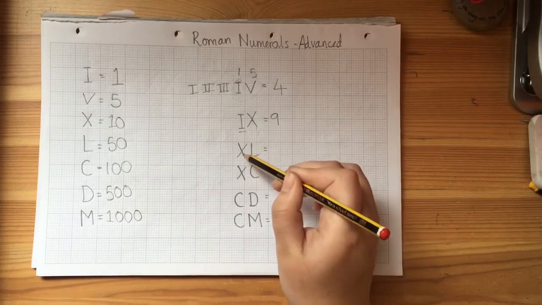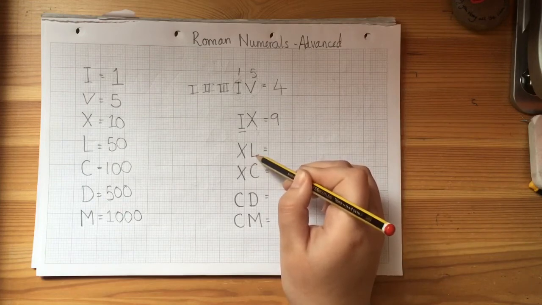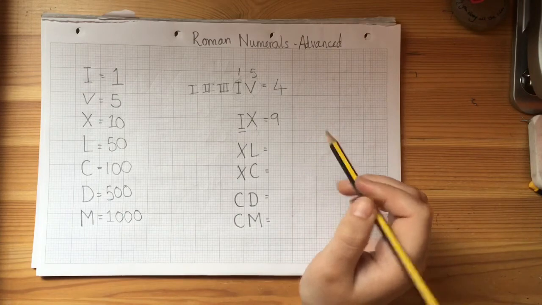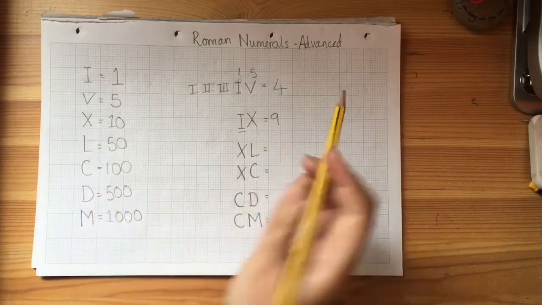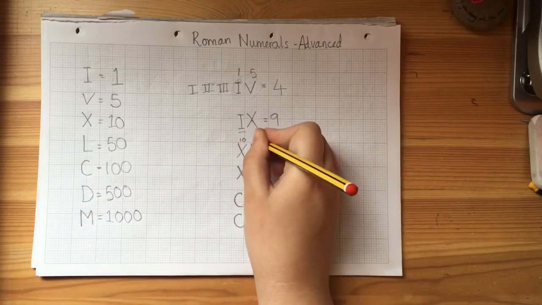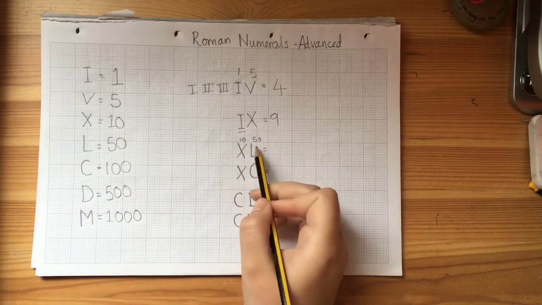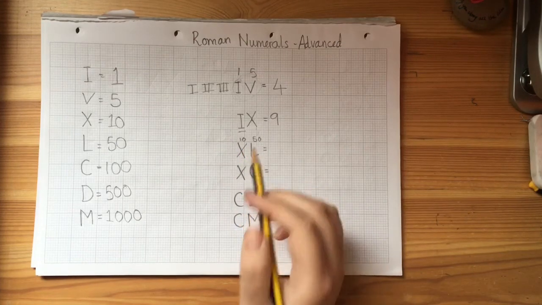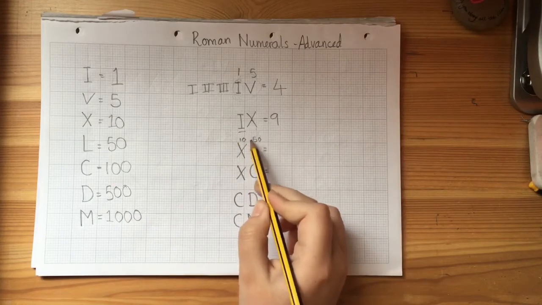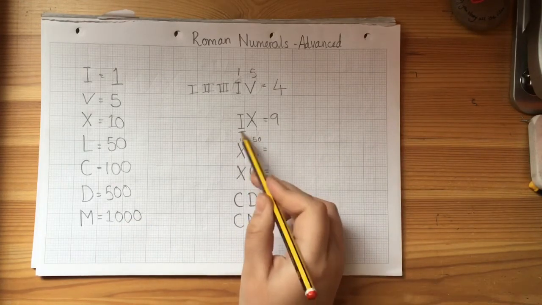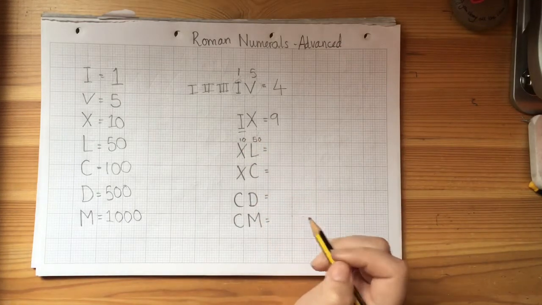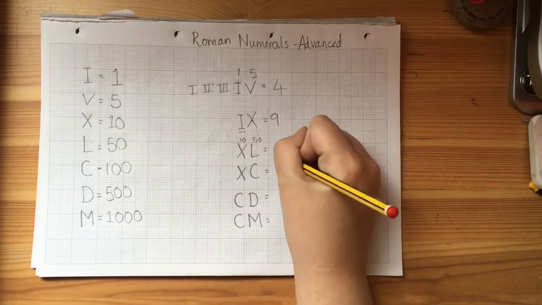So I wonder, if X is at the front here and it's just about to change to L, what could the number be? So let's have a look here. So X is 10, so we'll write that at the top. And L is 50. So remember, my smaller number here has come first, which it normally wouldn't, unless it wants me to take it away from my bigger number. So what is 10 less than 50? If you said 40, fantastic.